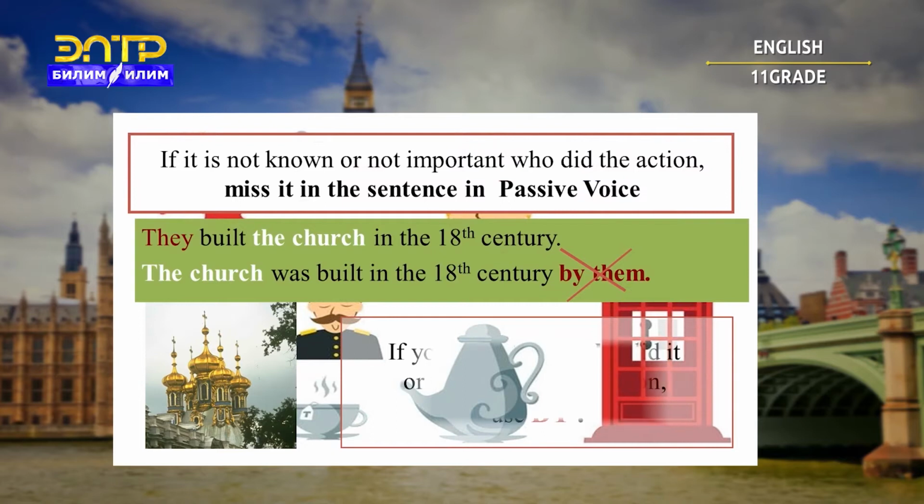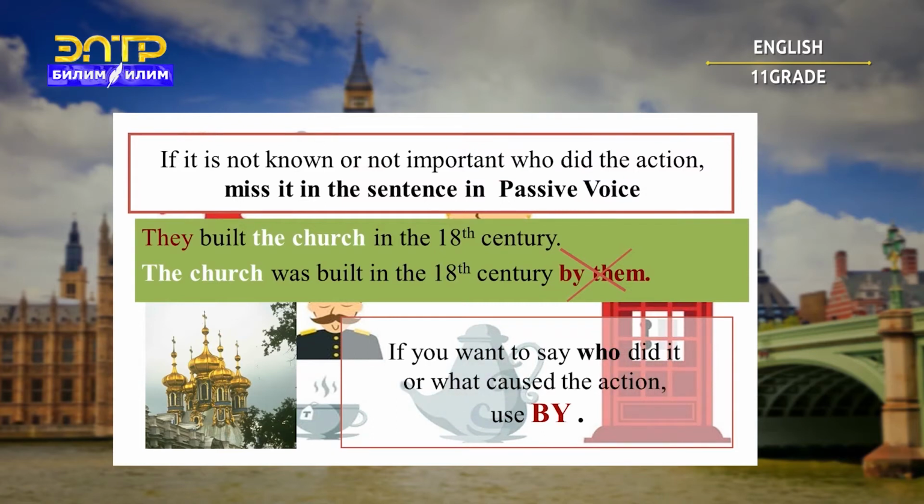If it is known or not important who did the action, omit it in the sentence in passive voice. They built the church in the 18th century, or the church was built in the 18th century. We don't need to use "by them." If you want to say who did it or what caused the action, use by.